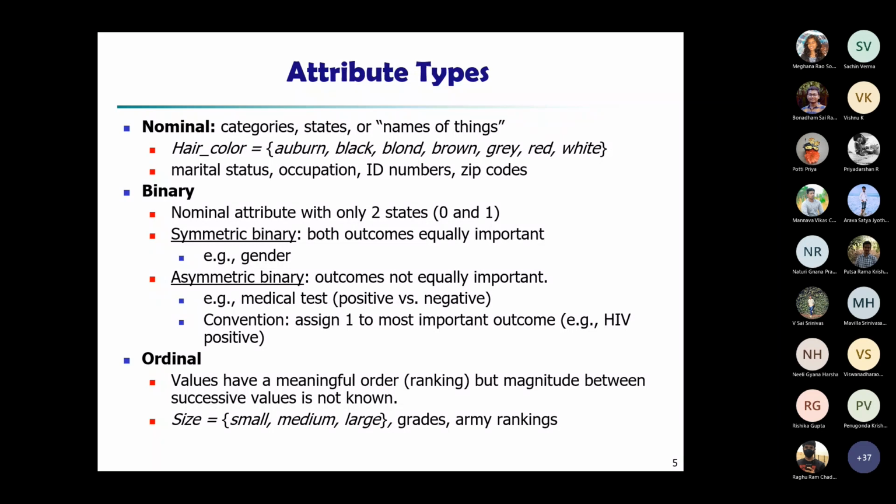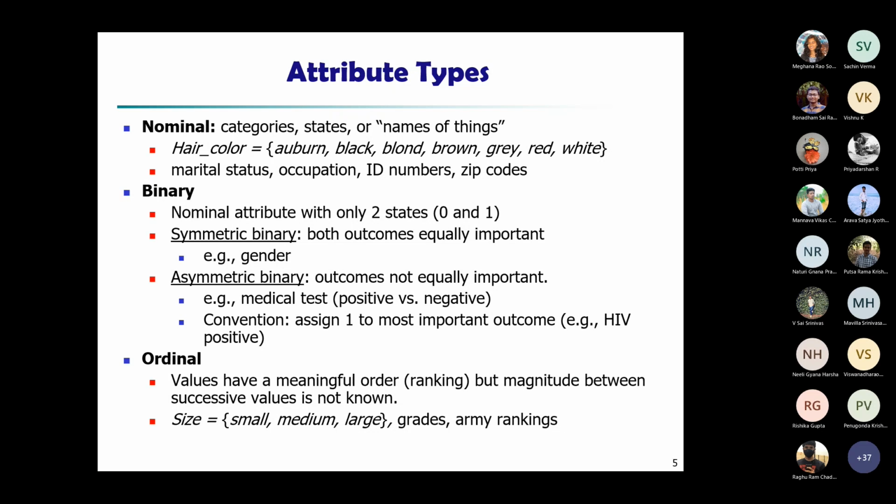Now, what are asymmetric and symmetric? The attribute can have only two values, but if both values have equal importance, like gender, male and female, having equal weightage, we say it's symmetric binary. That is, 0 and 1 have equal importance.